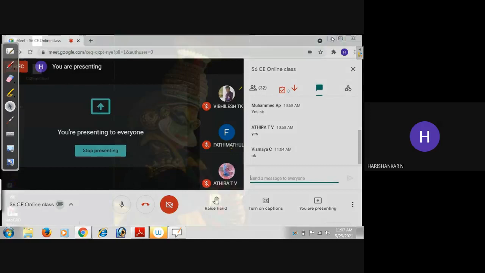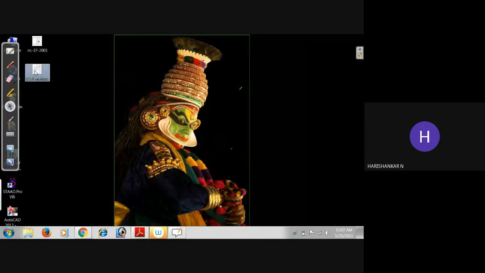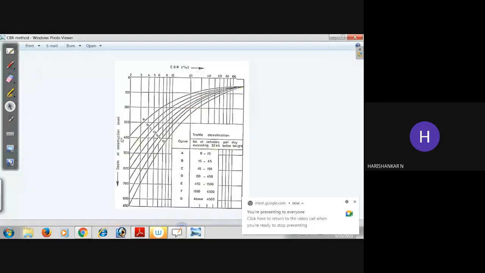Okay, you have this graph. I hope you can see the graph. In the graph you can see the CBR percentage here. You have a CBR percentage of 4 in our question.